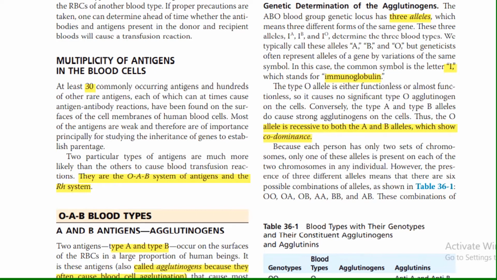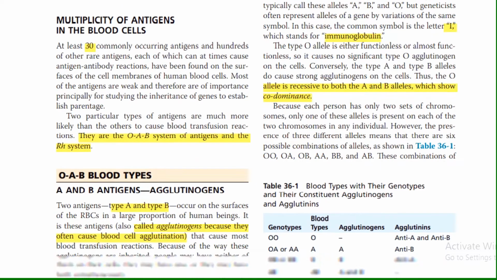Multiplicity of antigens in the blood cells: at least 30 commonly occurring antigens and hundreds of other rare antigens are present. Two particular types of antigen are much more likely than the others to cause blood transfusion reaction. They are known as the ABO system of antigens and the Rh system.